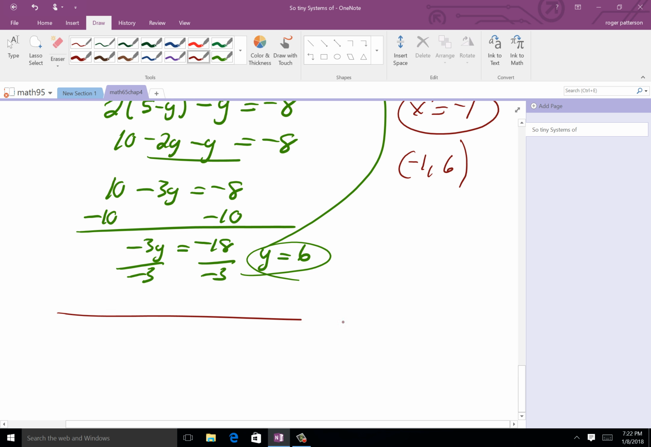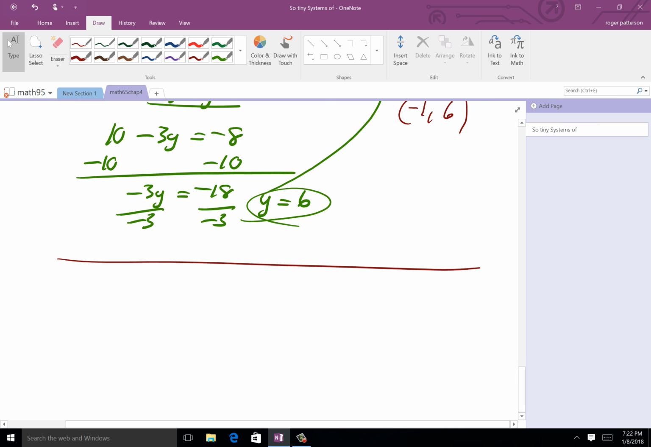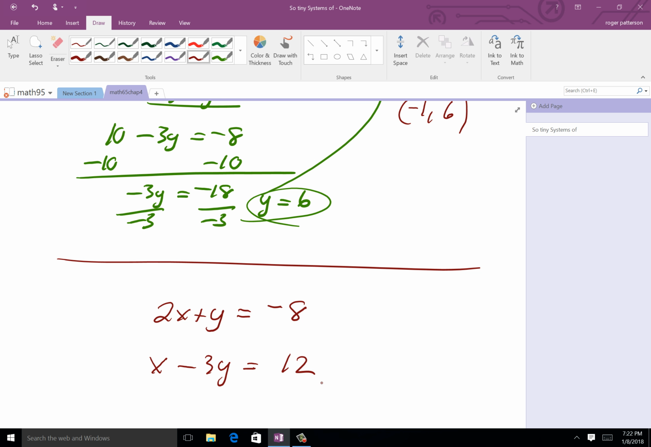All right, so let's try some more. Here we'll do some more. So let's go with 2x plus y equals, there's no way I'm going to get two of these right here. x minus 3y equals 12. So something like this. All right. So there's my equations here. Here's my system.